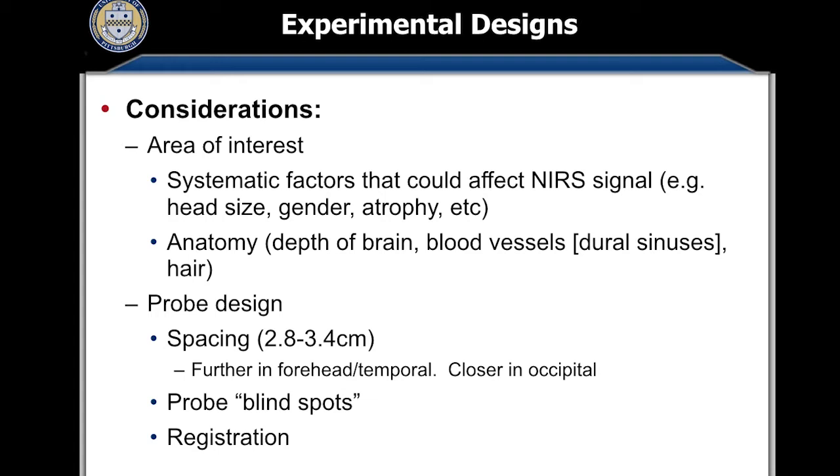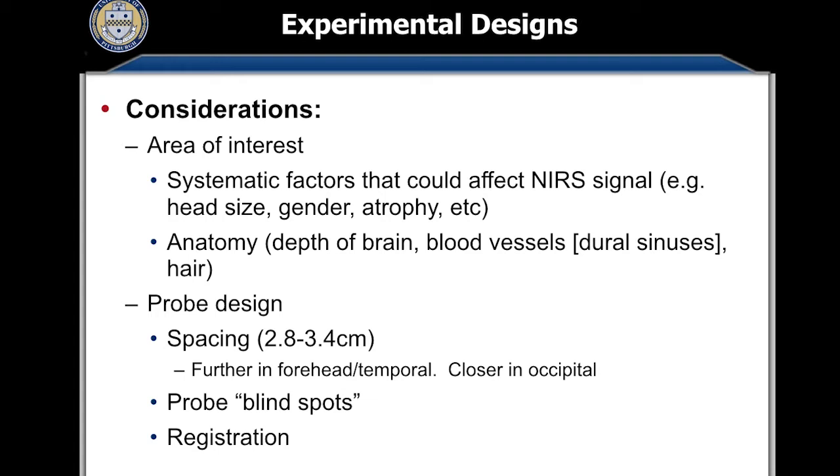Probes. So there's basically two types of probes that are used in the field. There's what's called the nearest neighbor probe, which is probably 95% of NIRS data collection. All of the commercial systems, for the most part, are what are called nearest neighbor probes. And in the nearest neighbor probe, each detector only sees the light from the source that's closest to it.